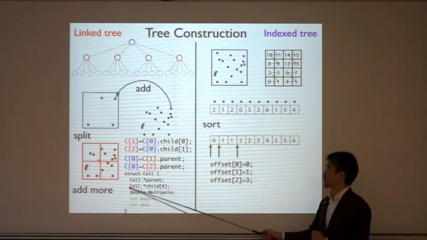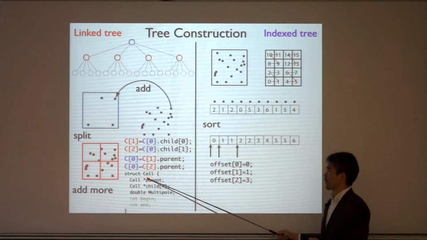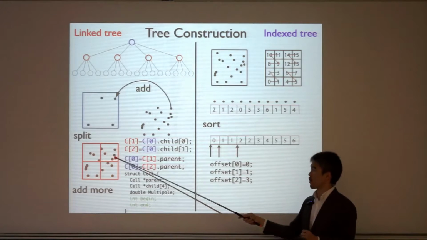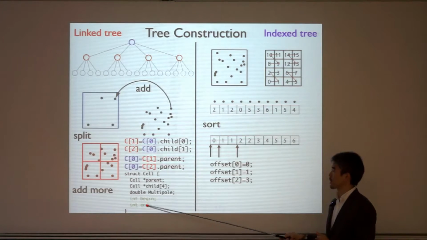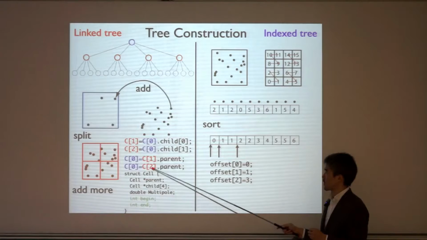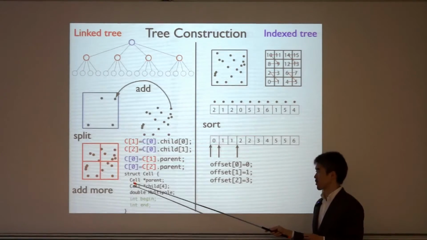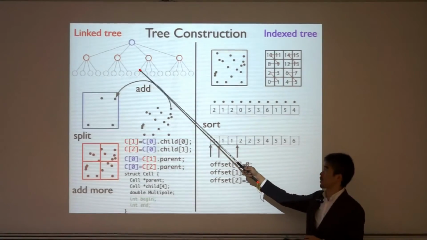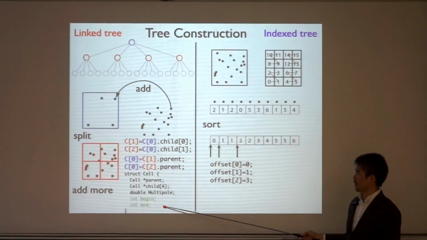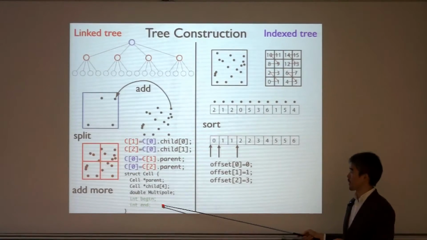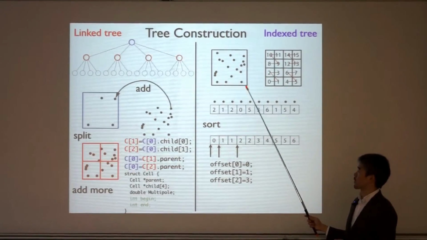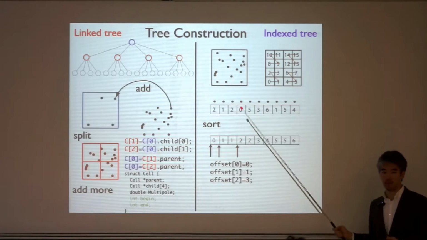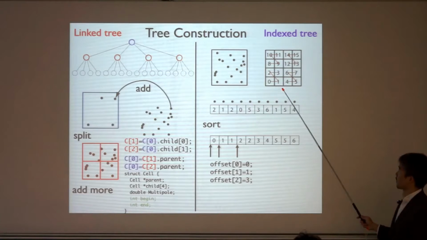So now with this structure, you can access any of your parents, your children, and your particles that are inside your box, but you can't access directly your neighbors. So I'll talk about how you access your neighbors in this type of linked tree structure. But for now, I'll go to the indexed version and say how you do the initial tree construction for the indexed list.